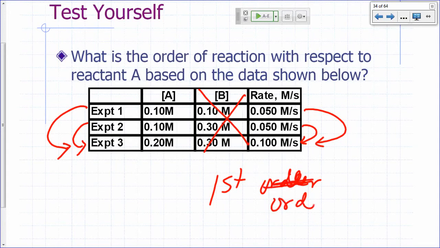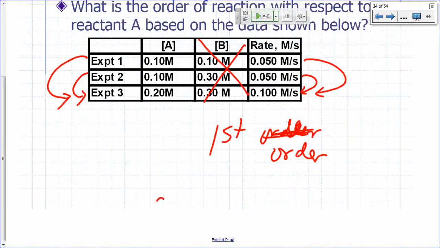First order. Okay, so I say that my rate is equal to K times concentration of A. All right.